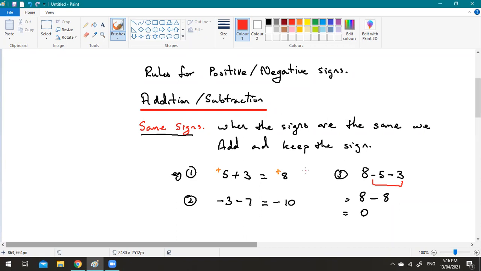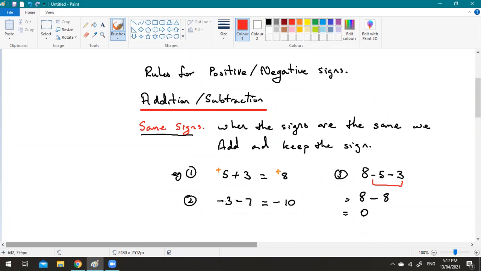Starting with the rules of positive and negative signs, addition and subtraction. When the signs are the same, we add and keep the sign. Straightforward. 5 add 3. The sign in front of the 5 is positive, so we add 5 and 3 to get 8. This is a positive sign, and we don't need to write it.